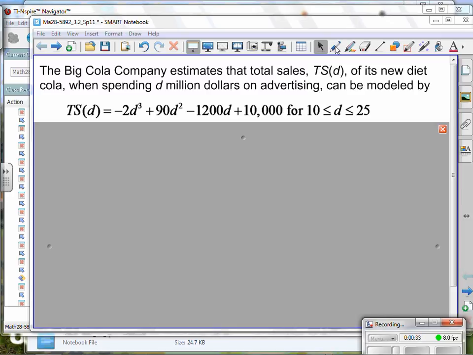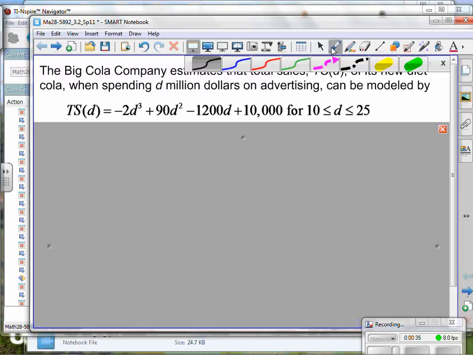So right now, let's make sure we understand that when we have TS of D, this represents input or output. Output, yes. When spending D million dollars, D million dollars, input or output? Input, yeah. So just making sure we understand the problem here.